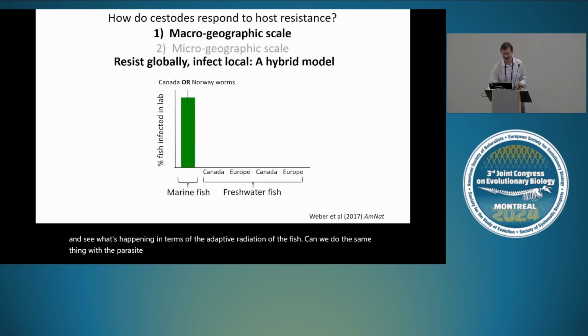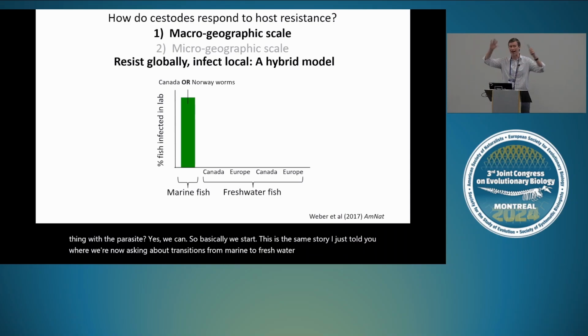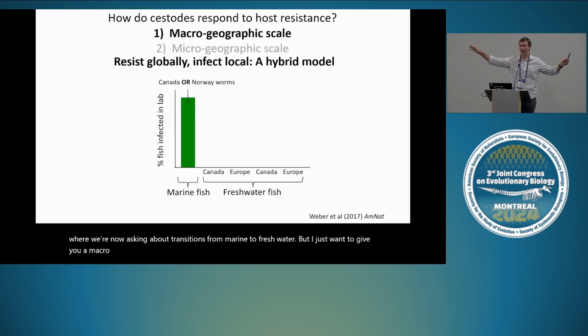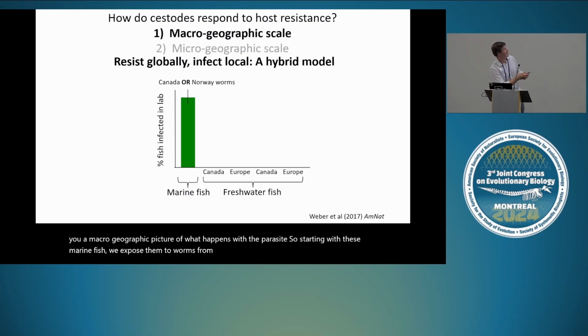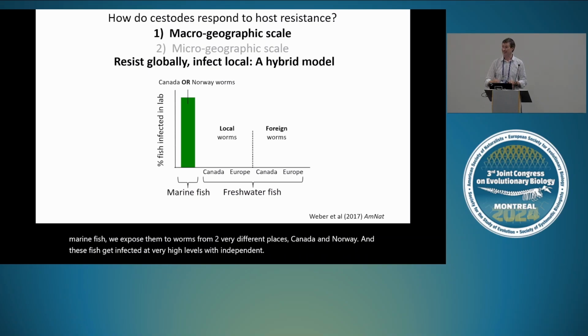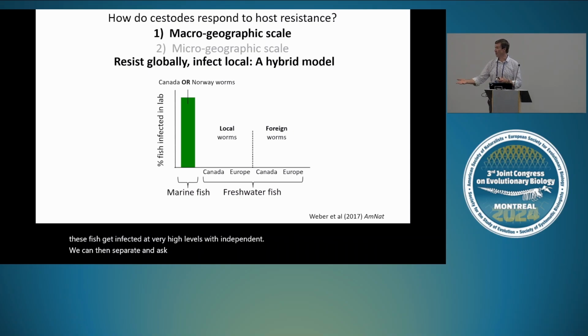Yes, we can. So basically, this is the same story I just told you, where we're now asking about transitions from marine to freshwater, but I just want to give you a macro-geographic picture of what happens with the parasite. Starting with these marine fish, we expose them to worms from two very different places, Canada and Norway, and these fish get infected at very high levels independent of parasite. We can then separate and ask about freshwater fish and expose them to their local parasites or foreign parasites and ask what happens with infection success.